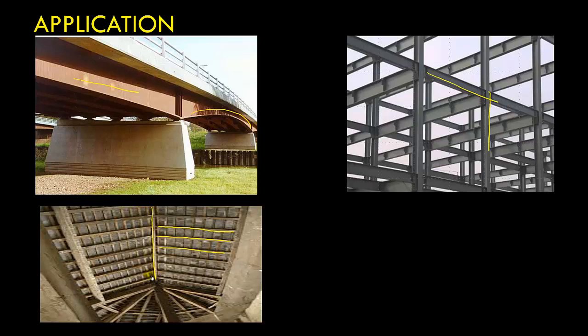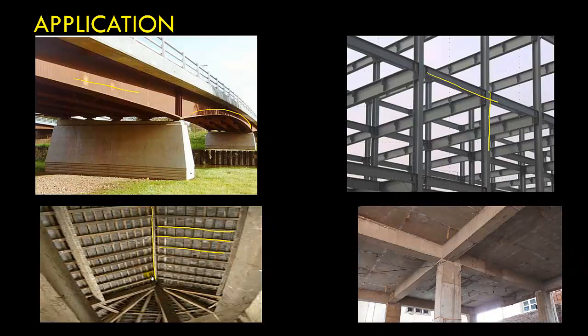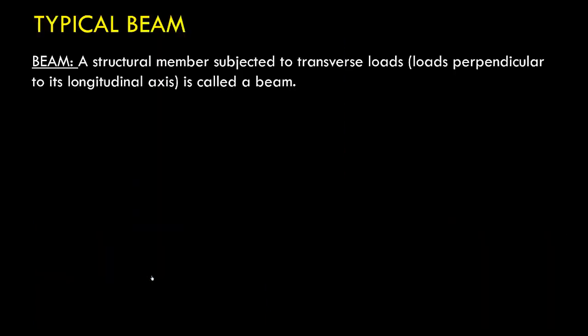Now these beams can either be made up of wood, or steel, or even reinforced concrete. For example, in this structure we have a reinforced concrete beam that is supporting the load that is coming from the roof. So with this we can define what is a beam. A beam is a structural member subjected to transverse load, that is load perpendicular to its longitudinal axis.